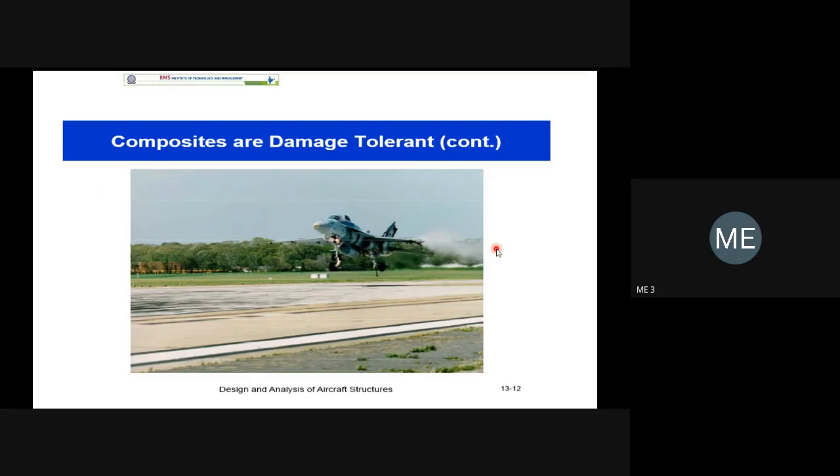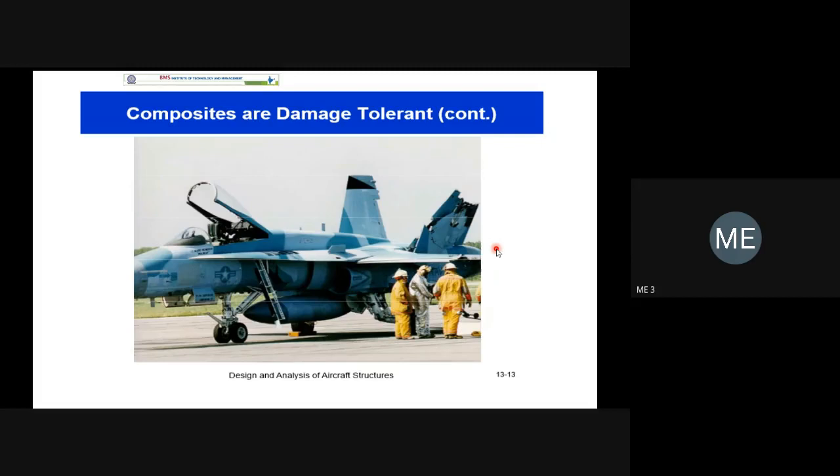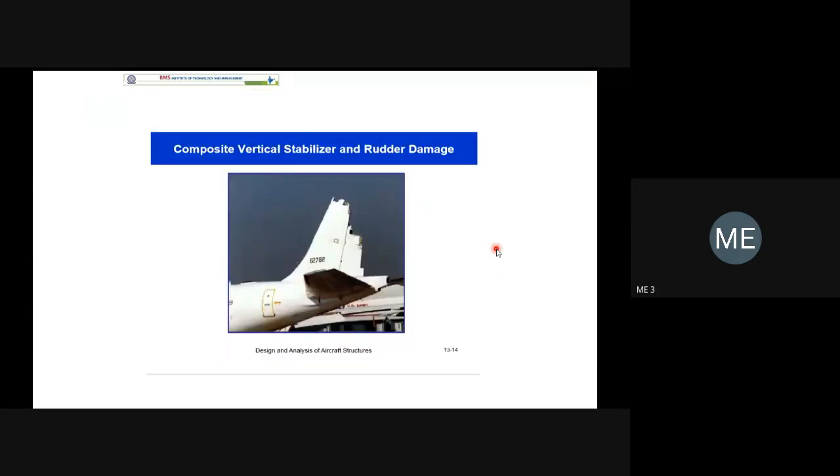Composite is damage tolerant. It's one of the advantages. If it is a completely metal wing, a crack may form and propagate. Complete wing may come out from the aircraft. But if it's a composite, only a small portion may break. You can see here only the tip of the wings may break. They can land safely. But if it is metal, the crack will form and propagate, and finally, like a brittle fracture, the fracture may take place. This we can see here, but it is damage tolerant, especially in the rudder part of the aircraft.